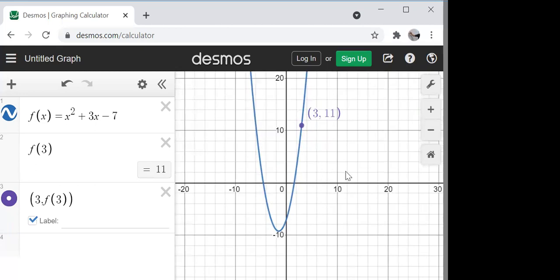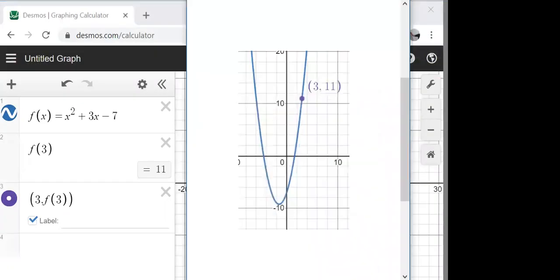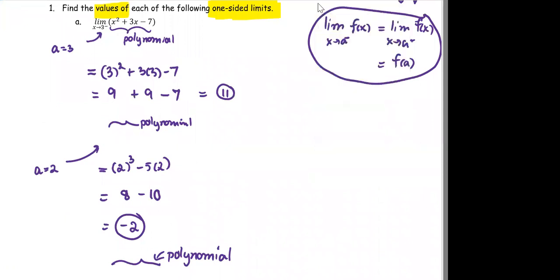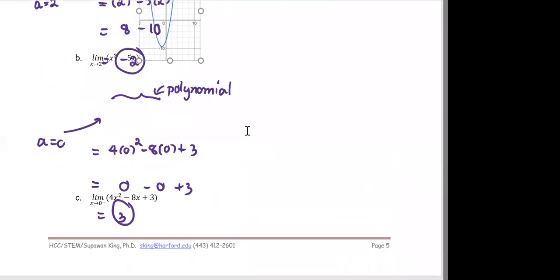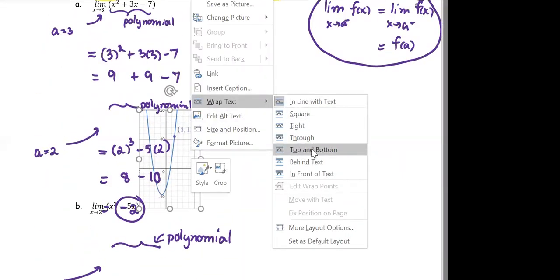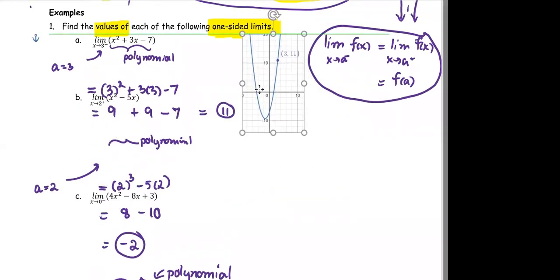Okay, and now I'm going to take a screenshot and put it in the note to show, side by side, the way that we calculate. Control C. Okay, back to the problem. I'm going to paste it in here. Whoa, okay, too big. Okay, this is for the first one.